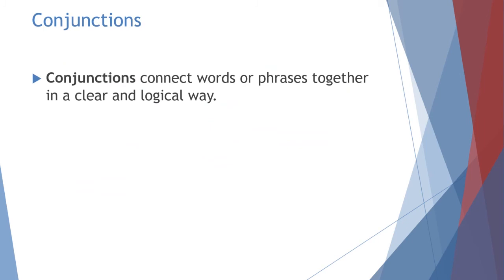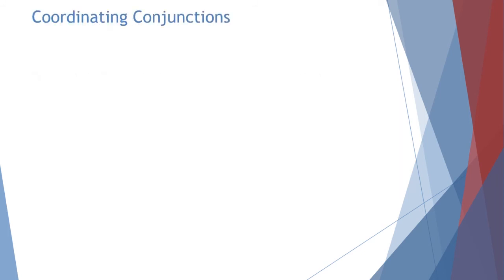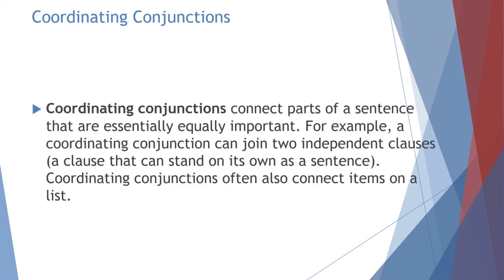Conjunctions. Conjunctions connect words and phrases together in a clear and logical way. There are two main types of conjunctions, coordinating conjunctions and subordinating conjunctions. Coordinating conjunctions connect parts of a sentence that are essentially equally important. For example, a coordinating conjunction can join two independent clauses, a clause that can stand on its own in a sentence. Coordinating conjunctions also connect items on a list.